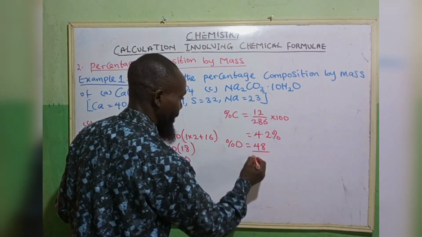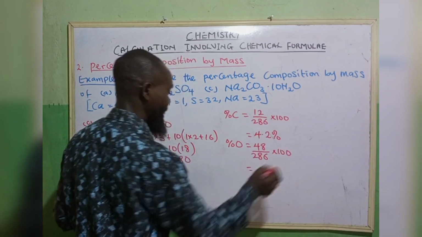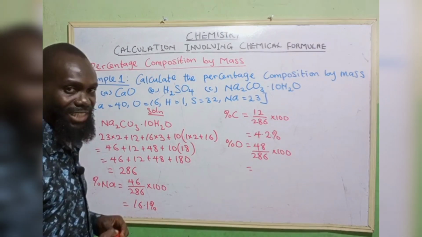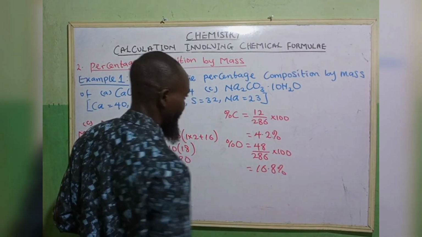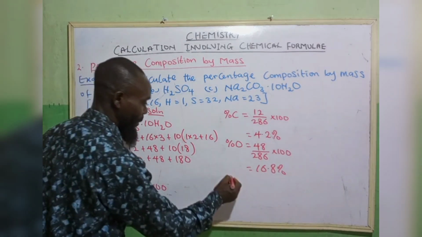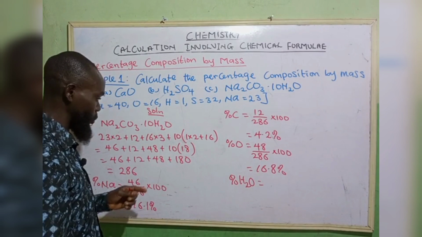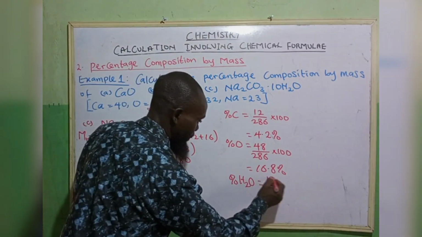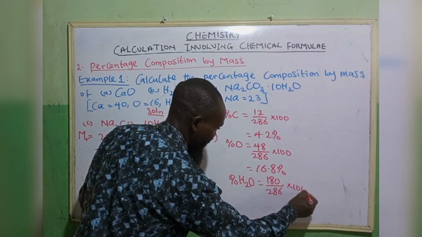48 divided by 286 times 100, that is 48 times 100 divided by 286. It gives 16.8%. While the last one is that of water. Percentage of H2O will equal the mass of H2O, which is 180 divided by 286 multiplied by 100.